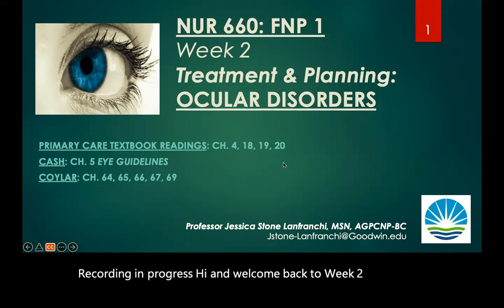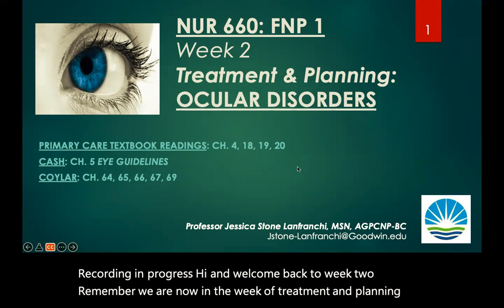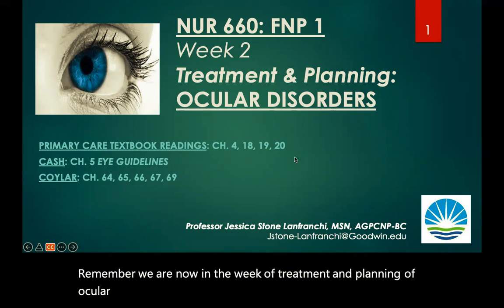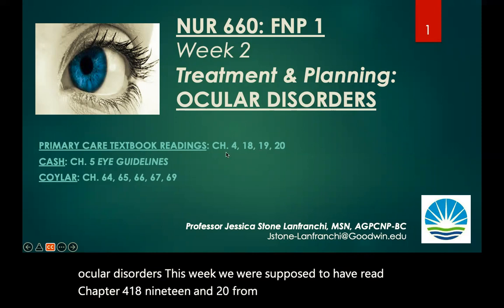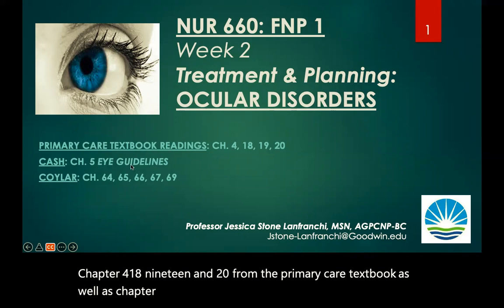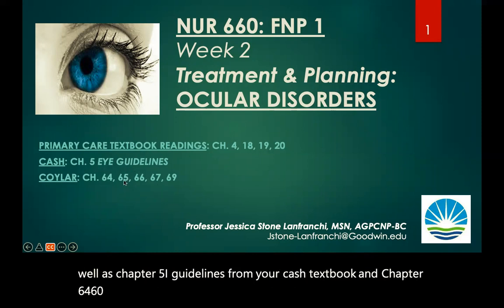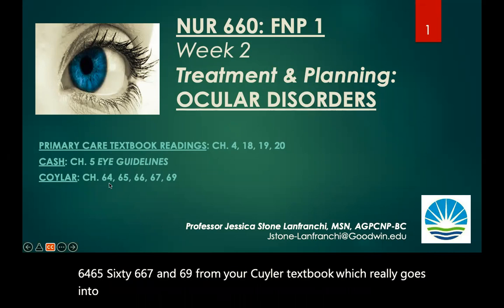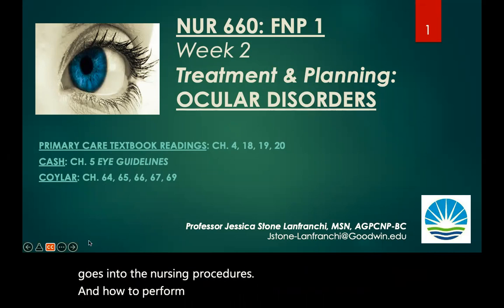Remember, we are now in the week of treatment and planning of ocular disorders. This week, we were supposed to have read chapters 4, 18, 19, and 20 from the primary care textbook, as well as chapter 5, eye guidelines, from your CASH textbook, and chapters 64, 65, 66, 67, and 69 from your Coiler textbook, which really goes into the nursing procedures and how to perform them.